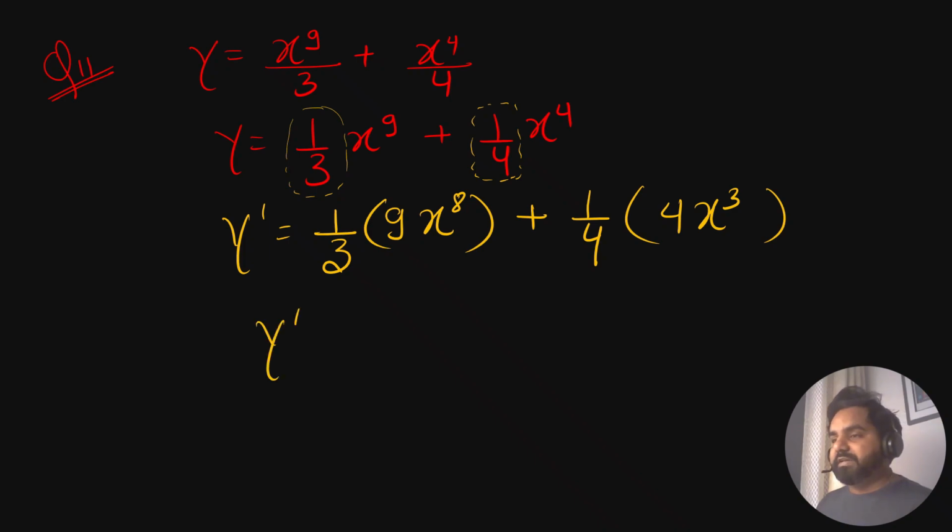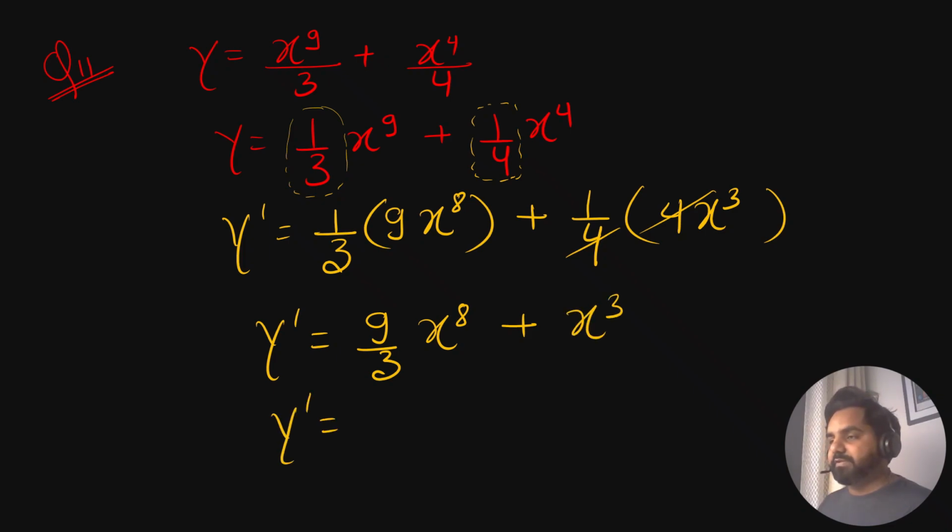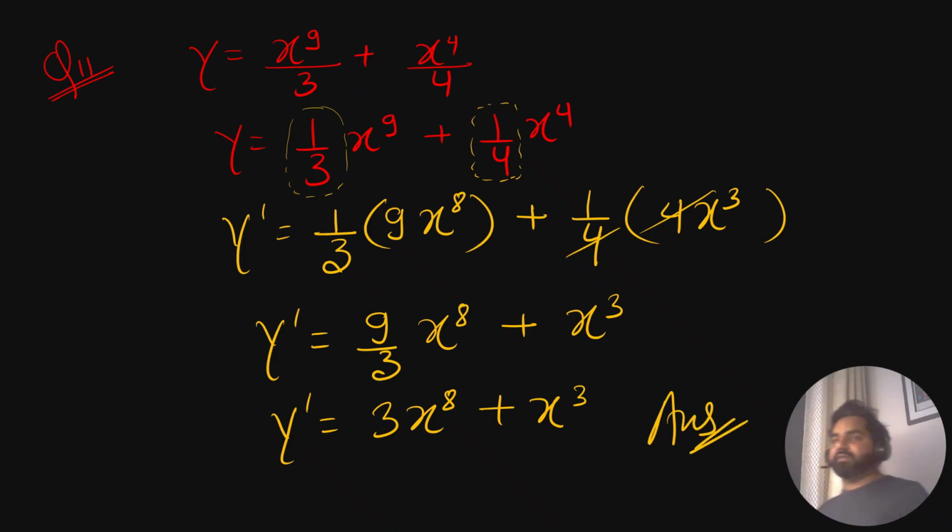So your final answer will be 9 over 3 x to the power 8, plus 1 over 4 times 4x cubed, and the 4 will be cancelled out. It will become x cubed. You can further simplify this because 9 over 3 is 3, so it is 3x to the power 8 plus x cubed. So this is your final answer for this differentiation.